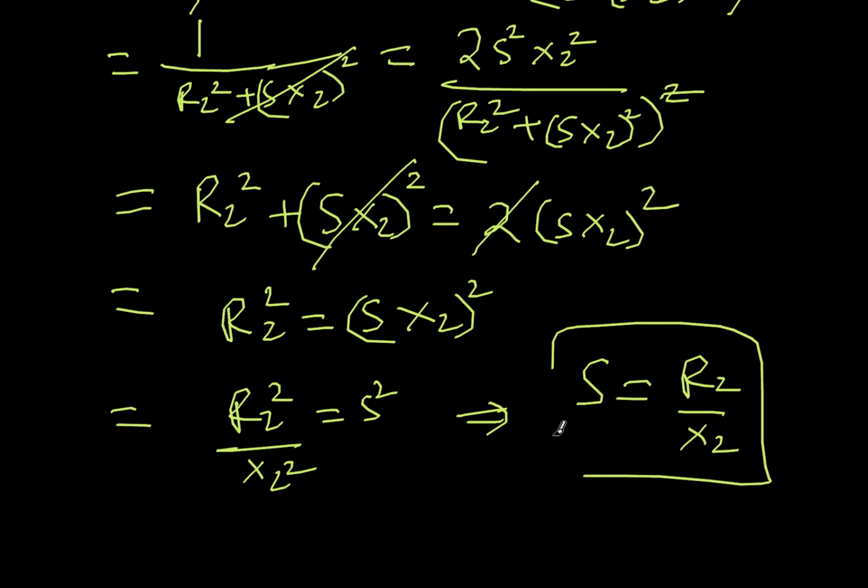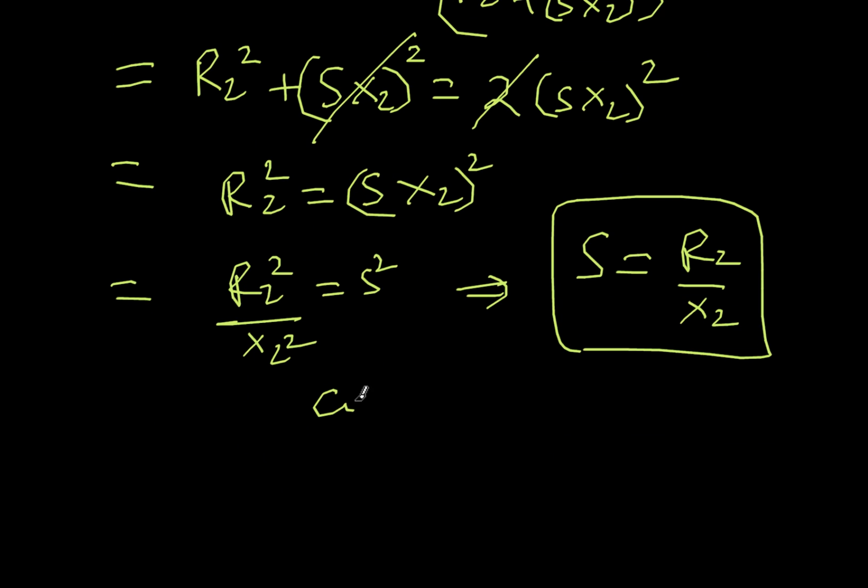So this one is the condition for maximum torque. So when the slip is equal to R2 by X2, I get maximum torque.